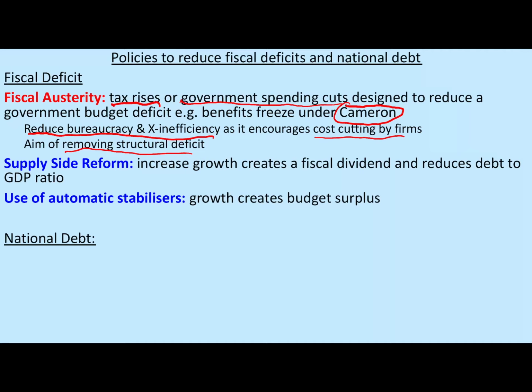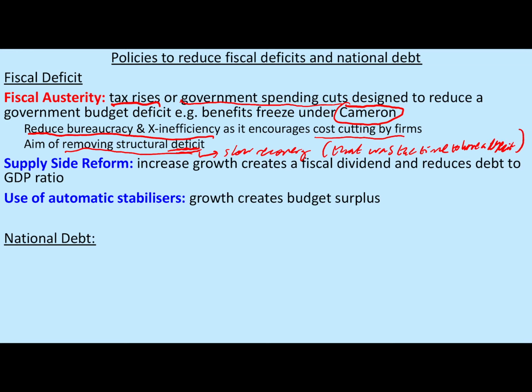However, perhaps a key evaluation of fiscal austerity is that when austerity was employed, we were in a very slow recovery in our economic cycle, and perhaps that was the time to have a budget deficit to stimulate growth rather than using fiscal austerity, which would, if anything, stifle growth.